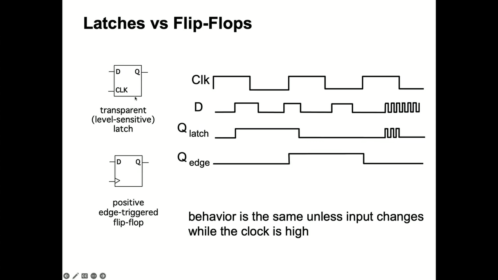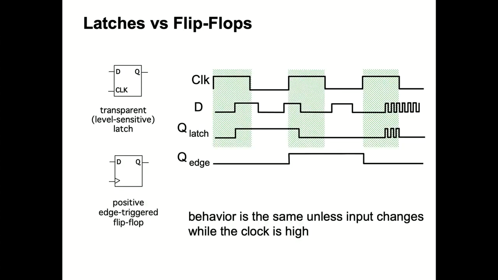Okay, so the difference between a latch, which is called a level-sensitive device, and an edge-triggered device is the following. Okay, so we have a clock. They both have a clock. You'll see the little caret here. Again, that means that this is sensitive to an edge. And because there's no bubble here, it means that it's the positive edge.